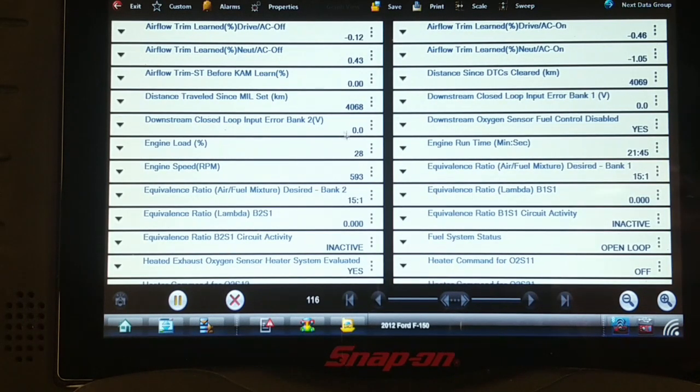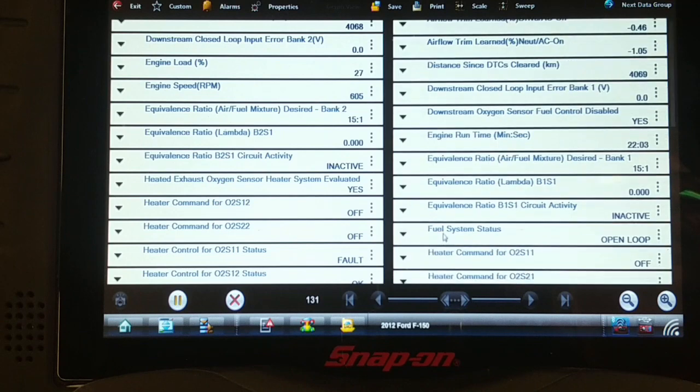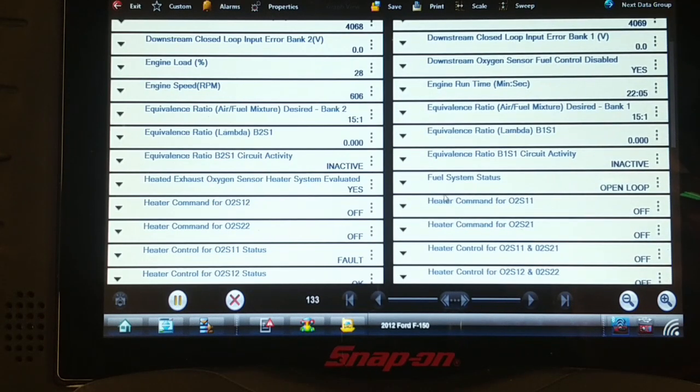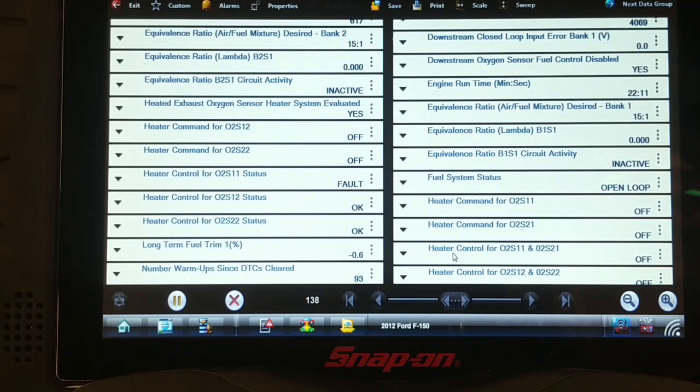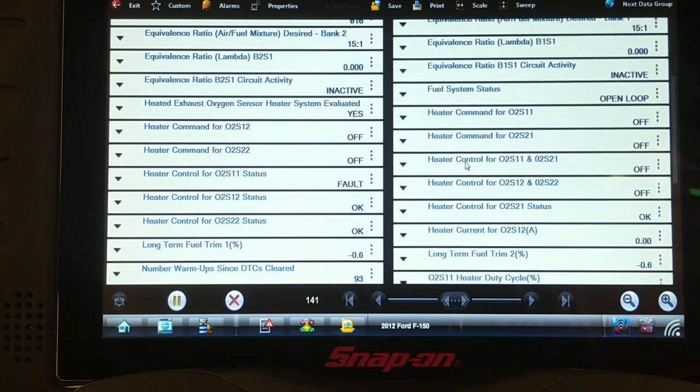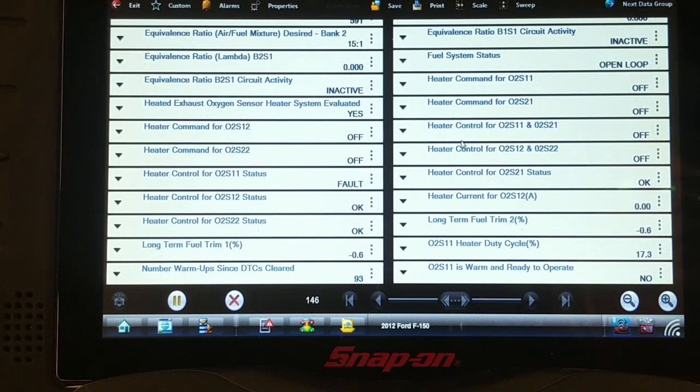Looking at the current data, I see a couple of anomalies here. It's been running for 21 minutes, and it's in open loop. And the reason why it's in open loop is that bank 1 sensor 1 oxygen sensor has a heater fault code. So it appears that it's in open loop due to that. So I can't evaluate the fuel trim here because it's in open loop. So again, it's looking like we need to change that forward oxygen sensor and then reevaluate the engine operation.